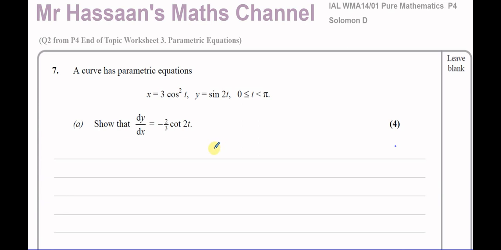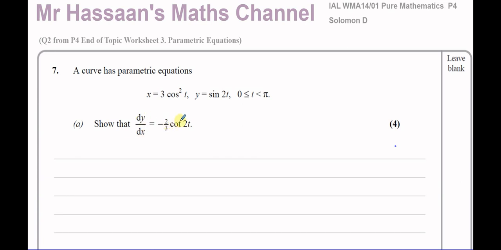Now this question is about parametric equations, and first of all it's telling us to show that dy/dx equals minus 2/3 cot 2t, given that x equals 3 cos squared t and y equals sin 2t, where t is between 0 included up to but not including pi. We want to find dy/dx in terms of t, and x and y are both given in terms of t.